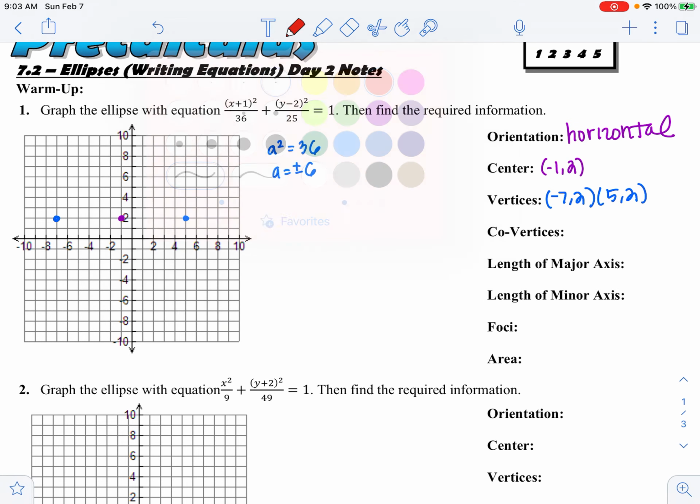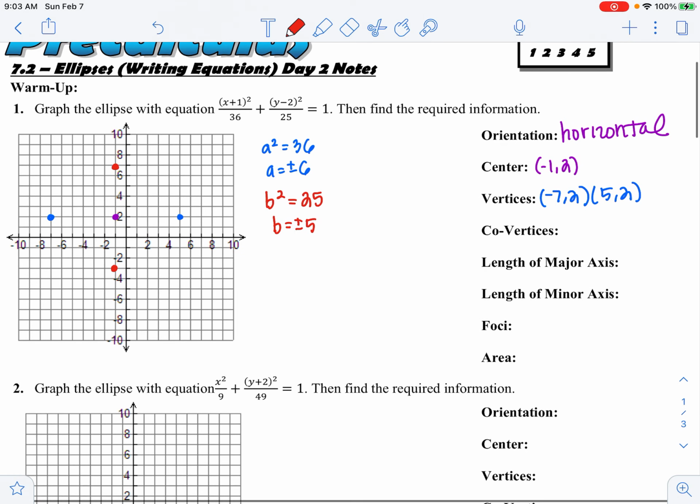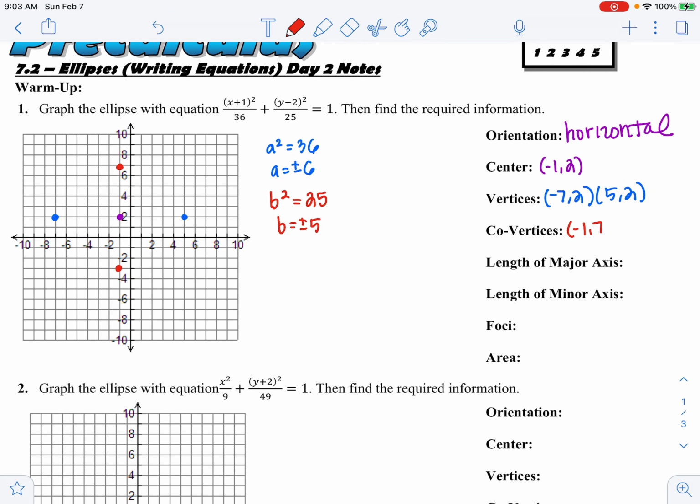All right, next I need my co-vertices. My co-vertices are b units from my center, where b squared is my smaller denominator, so 25, and b is plus or minus 5. I'm going to go up 5 and down 5 from there. So my co-vertices are at negative 1, 7 and negative 1, negative 3.